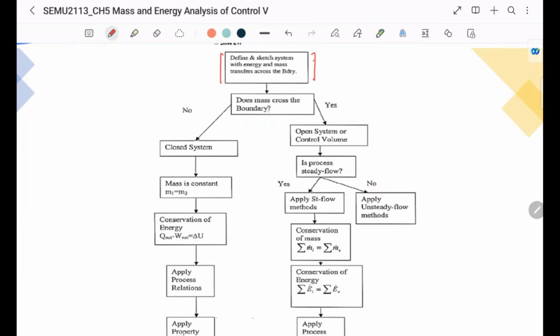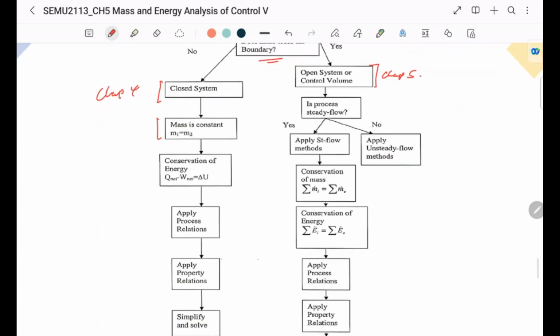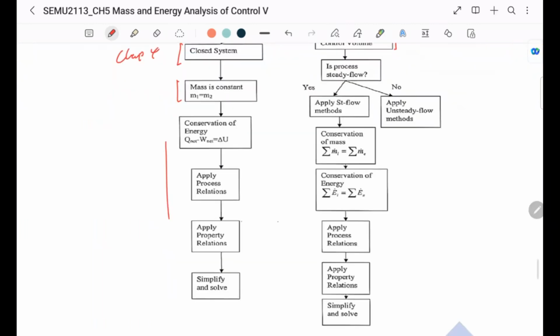And then whether there's mass crossing the boundary. If yes, it's an open system. If no, it's a closed system. This is what we learned in this chapter here. This is what we learned previously in chapter 4. If it's a closed system, then mass is constant. Then we just apply conservation of energy, and we can solve everything else.